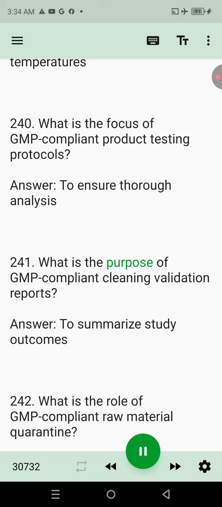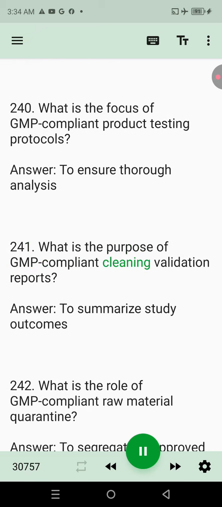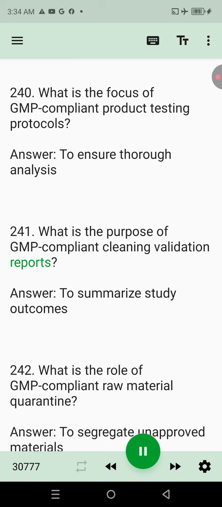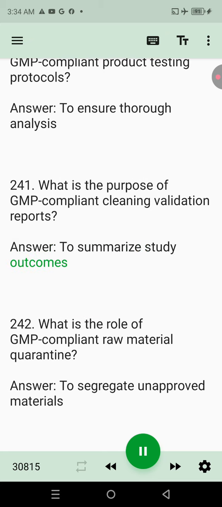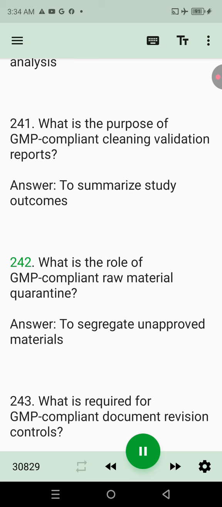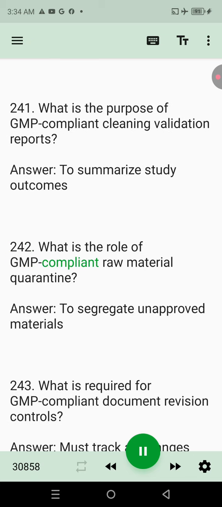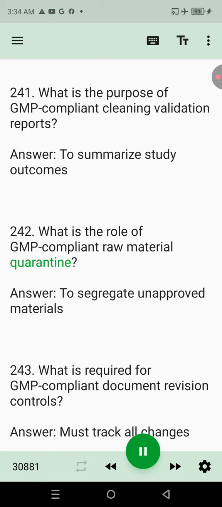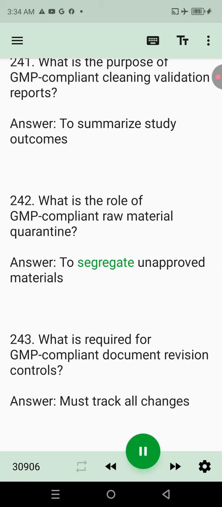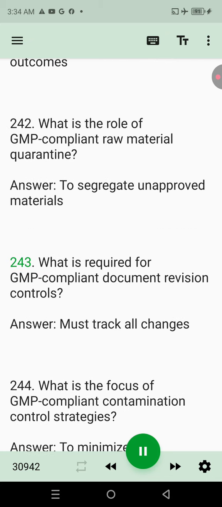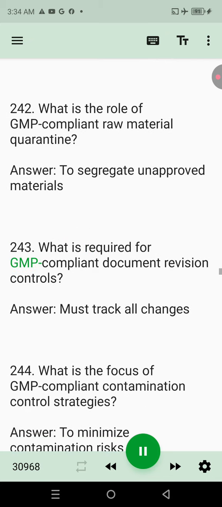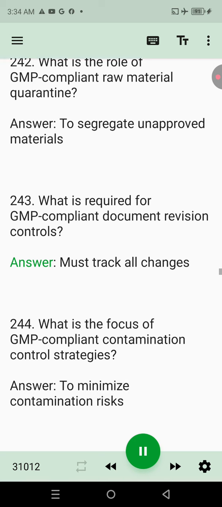241. What is the purpose of GMP-compliant cleaning validation reports? Answer: to summarize study outcomes. 242. What is the role of GMP-compliant raw material quarantine? Answer: to segregate unapproved materials. 243. What is required for GMP-compliant document revision controls? Answer: must track all changes.